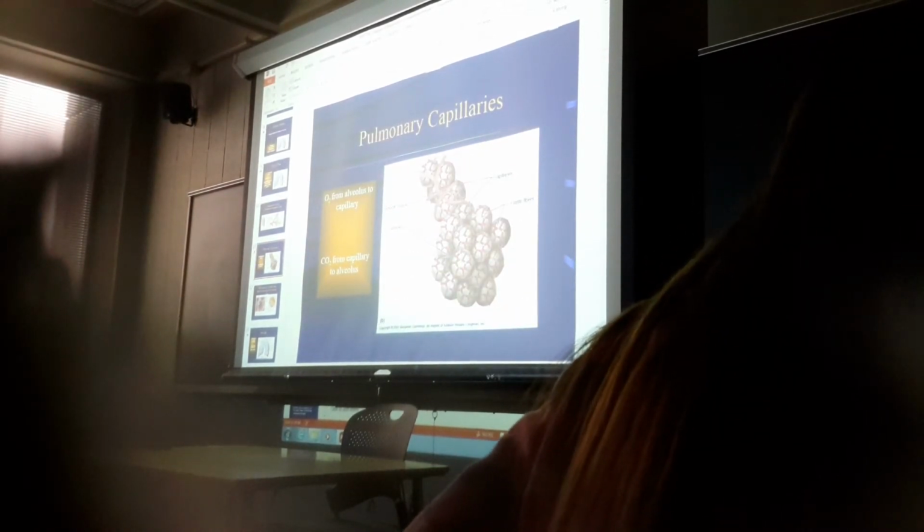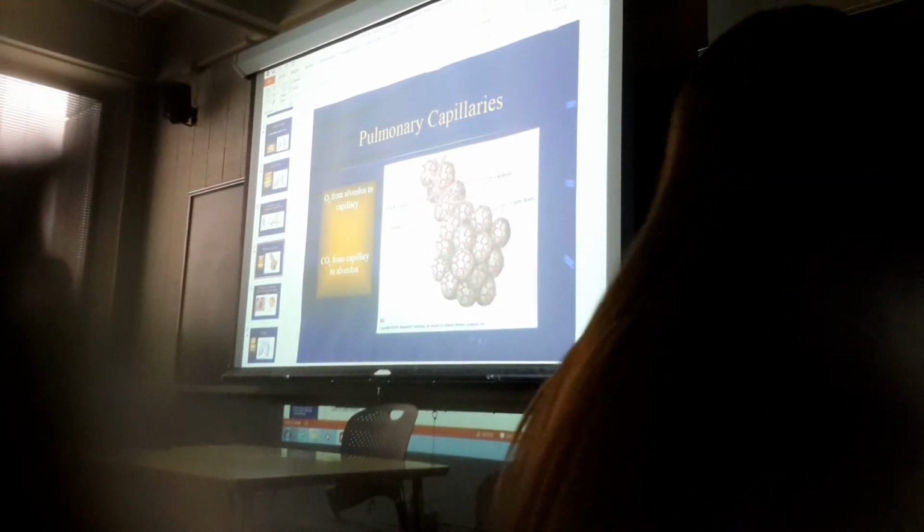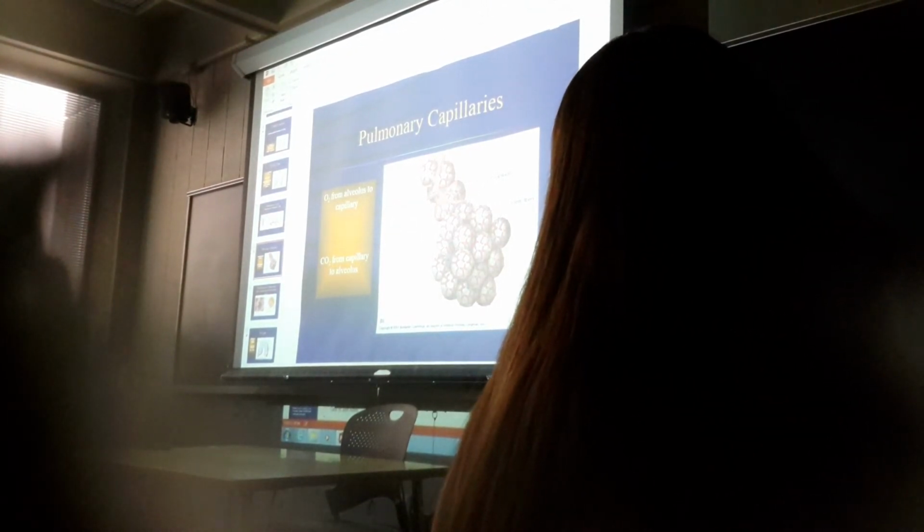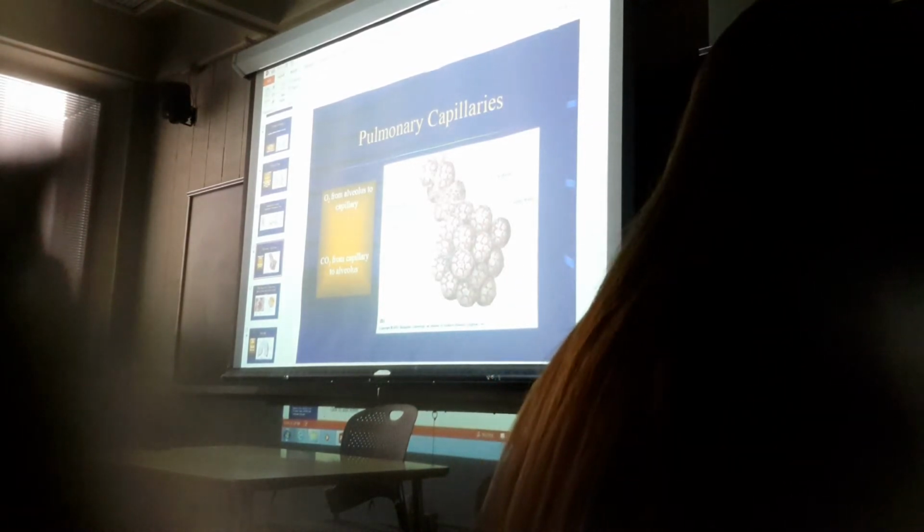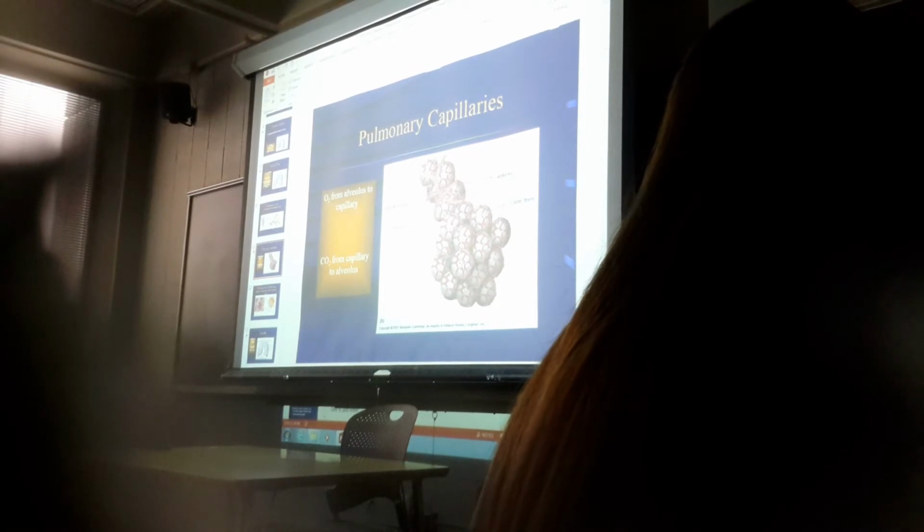So here we are, this whole cluster is our alveolar sac. And then the individual little grapes, those are the alveoli. And each one is covered with capillaries. So we have a really vascular bed in there.